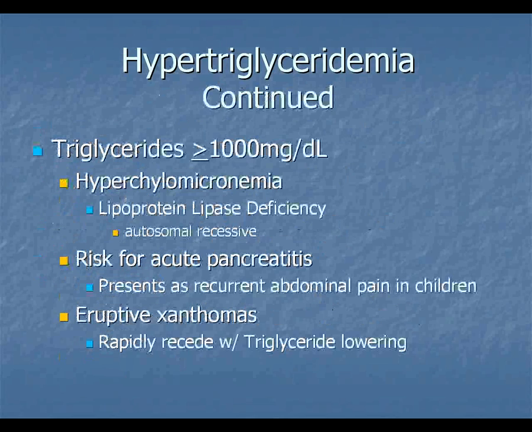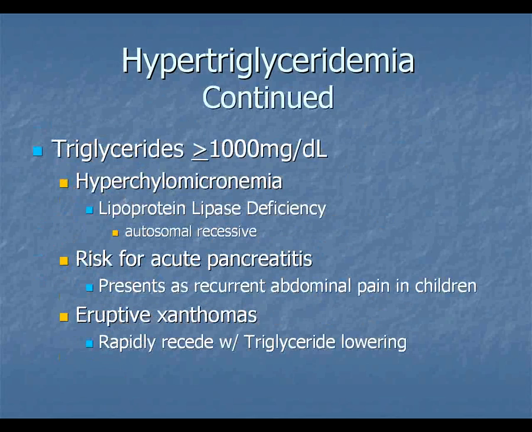Triglycerides greater than 1,000, this would likely be an abnormality of a lipoprotein lipase deficiency. It's an autosomal recessive disorder where you have that hyperchylomicronemia, where those should really only be present if you're non-fasting. So if you're fasting and you're there, that's a definite triglyceride abnormality. These patients are at risk for acute pancreatitis. If you have a pediatric patient who presents with recurrent abdominal pain and you've done every lab test that you can think of, make sure that you've checked a fasting lipid profile.